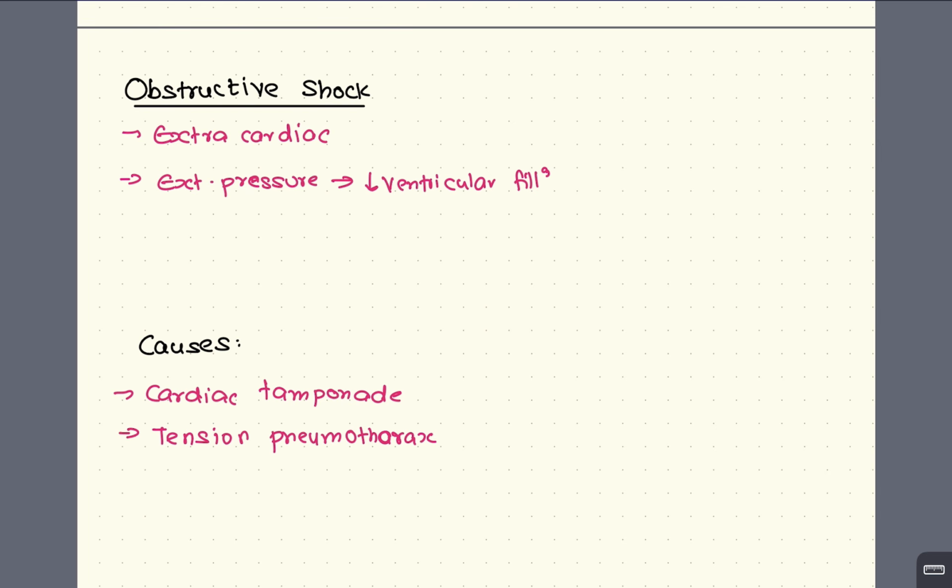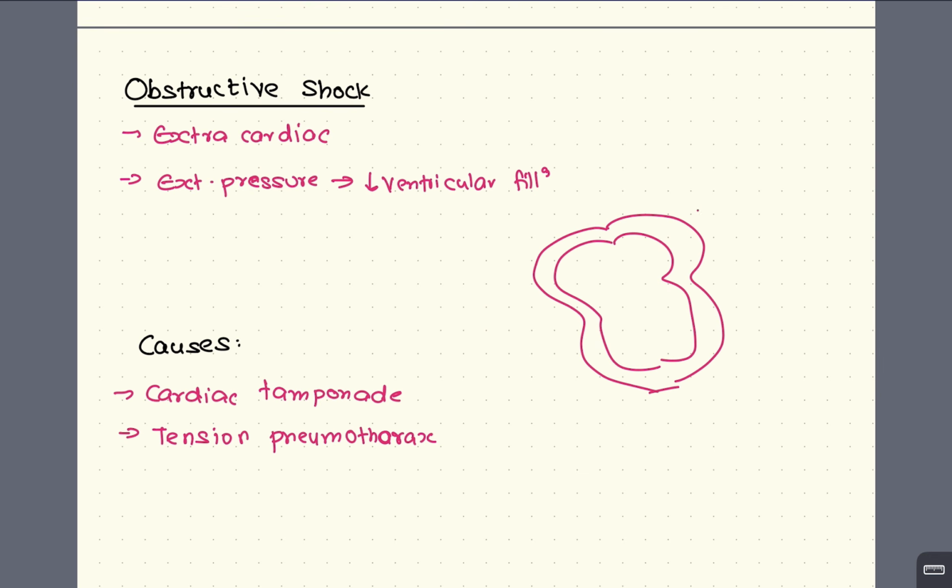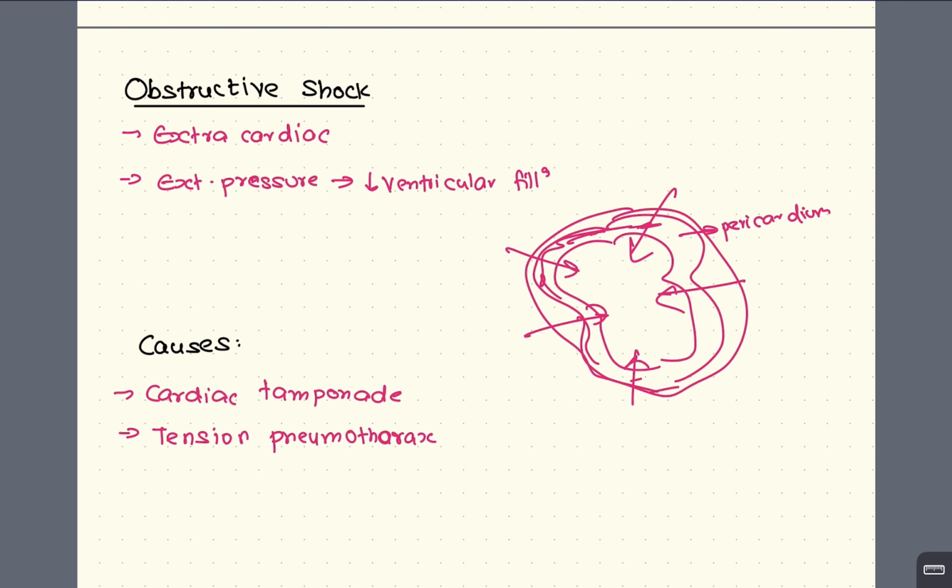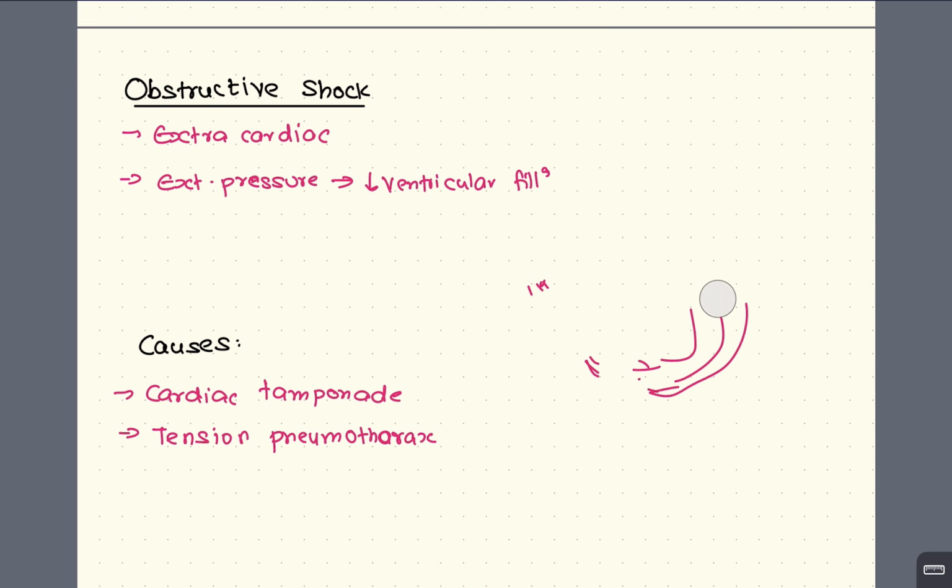Just to explain cardiac tamponade, here there is pericardial bleeding. I'm just drawing a rough diagram here. If this is your heart and this is the pericardium, this area is the pericardium. Because of increased bleeding in this region, there is an external pressure on the heart, impairing its ability to pump blood. Okay, hope you understood the point.